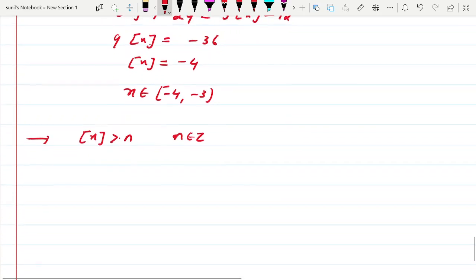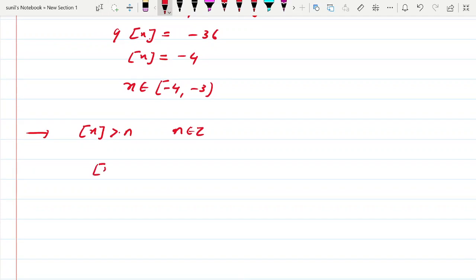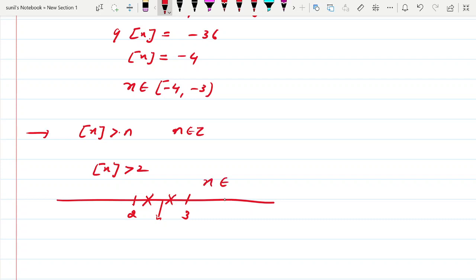If it is more than n, just imagine the situation. Suppose bracket x is more than 2. If I plot it on the number line, it is 2, it is 3. Certainly my x will not be here, because if x is here, then bracket x is 2. So definitely x must belong to 3 to infinity. Similarly, by the same pattern, x belongs to n plus 1 to infinity.